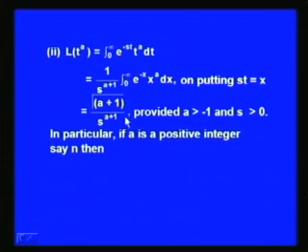Now, let us discuss a particular case of this example. Let us take a to be a positive integer, say a equal to n. Then the Laplace transform of t to the power n will be gamma n plus 1 over s to the power n plus 1, and we know that gamma of n plus 1 is n factorial if n is a positive integer. So, L of t to the power n is n factorial over s to the power n plus 1.